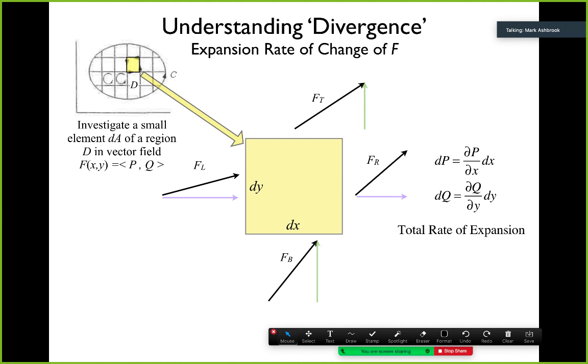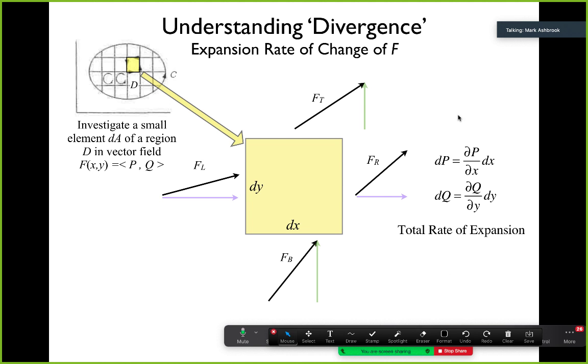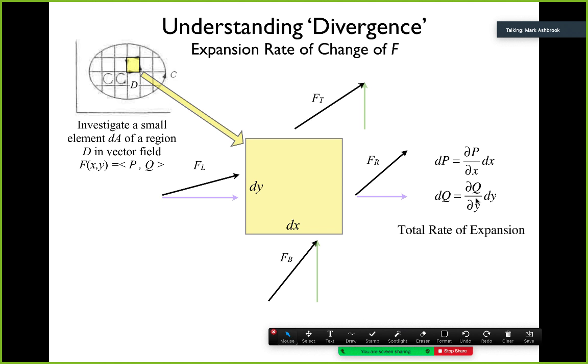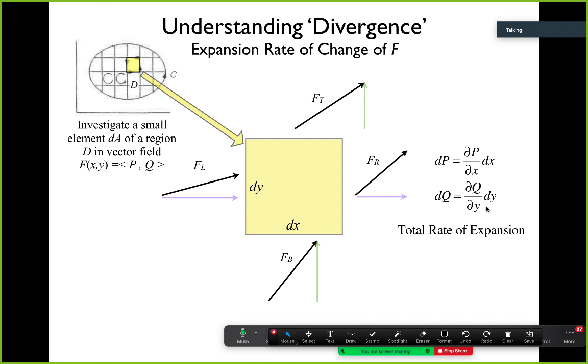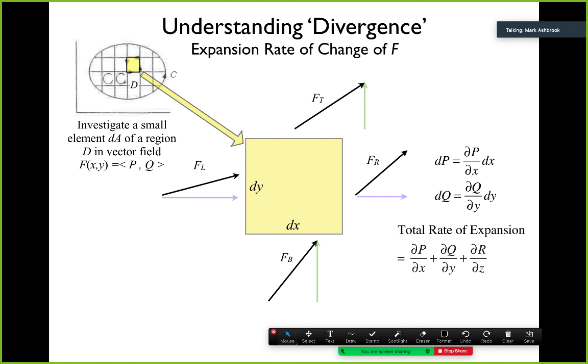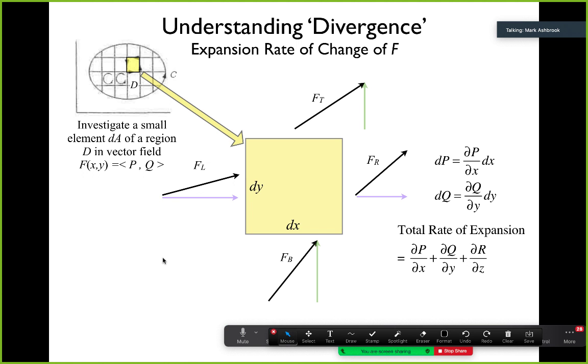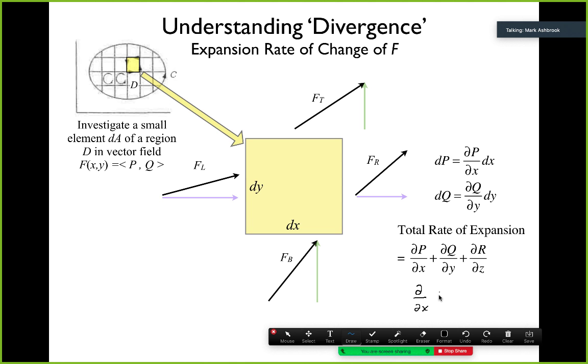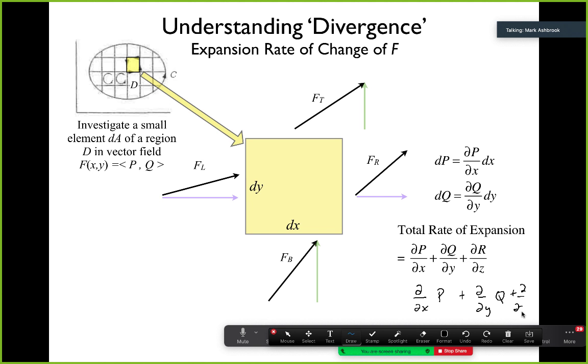So the total rate. In R2, the total rate of expansion would just be the sum of the two partial derivatives. There are no minus signs to worry about, and all it is is this contribution to expansion plus this contribution to expansion. In R3, you'd also have the partial of R with respect to z. So that's what I'm showing here. And so what's happening here is it's the partial with respect to x of P plus the partial with respect to y of Q plus the partial with respect to z of R.